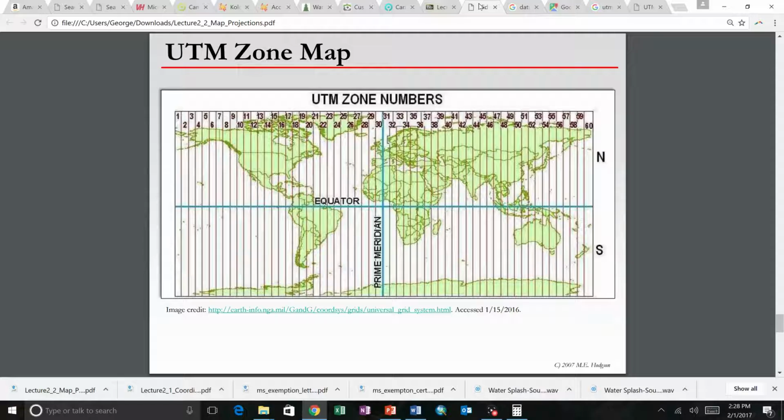So here are the UTM zones of the world. Technically, there are 60, but technically there are 120, because there's one set for the northern hemisphere and one for the southern hemisphere. The main difference is that the false easting and northing are at a different location, so that all the values will be positive.